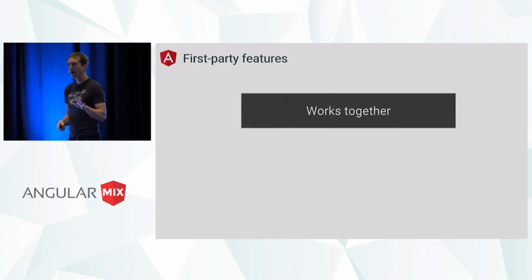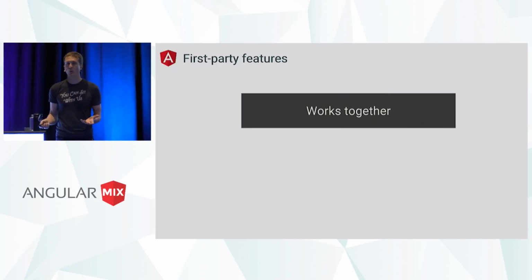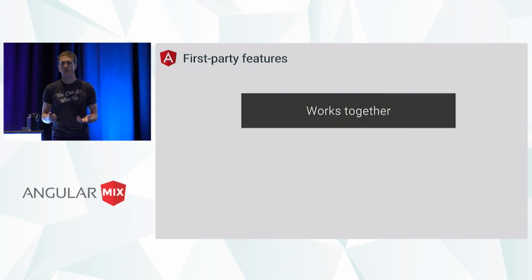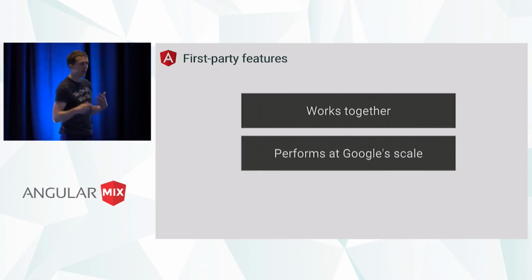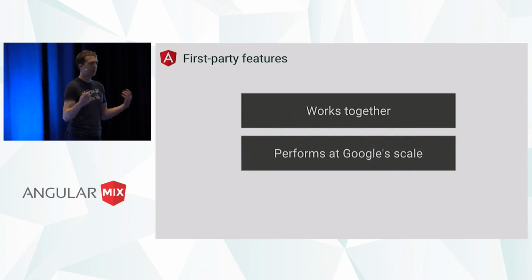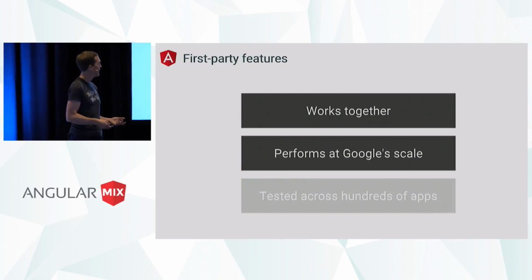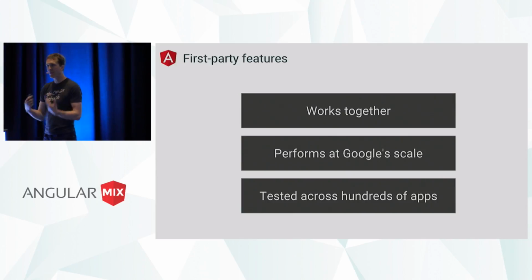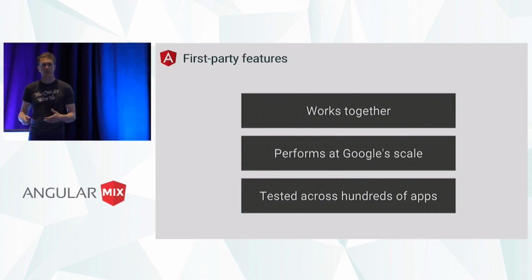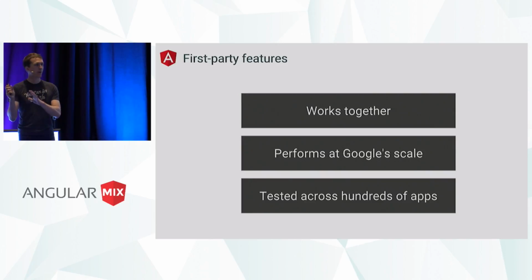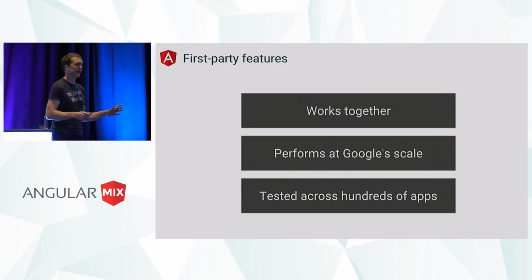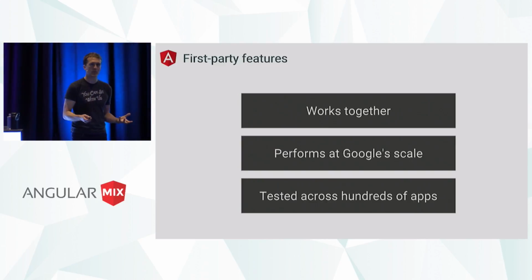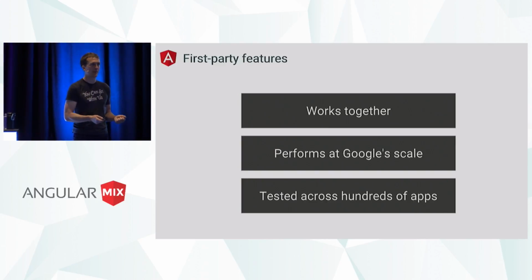The important thing about these being first party is that they're guaranteed to work together. There's no integration for you folks to do. You can start up knowing that these are the pieces that are going to work well. They perform at Google scale, and we know this because we build giant Google products with them. And as I mentioned, they're going to be tested across hundreds of apps. Before we ever release Angular versions to you folks, you can know that they've already been integrated into hundreds of applications at Google, tested and validated, so that we've got a really good base level of reliability.